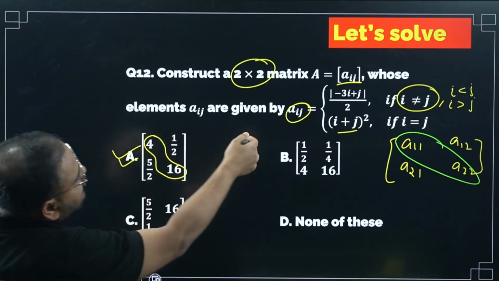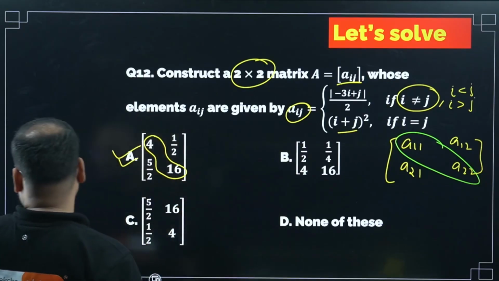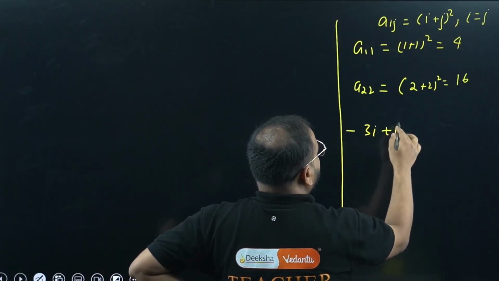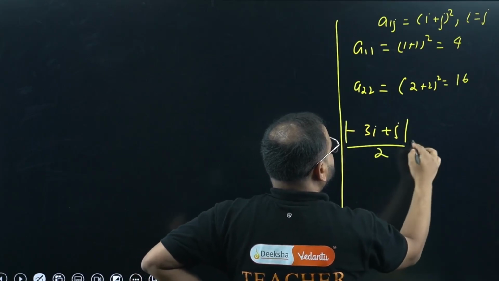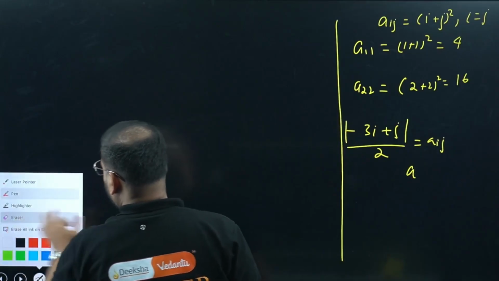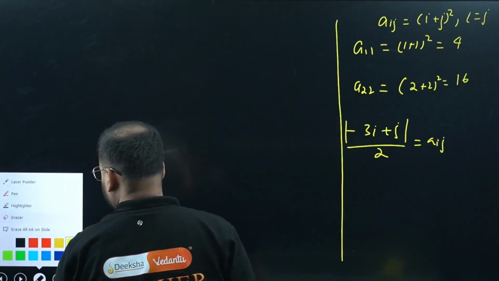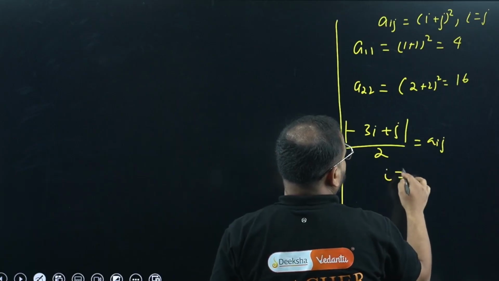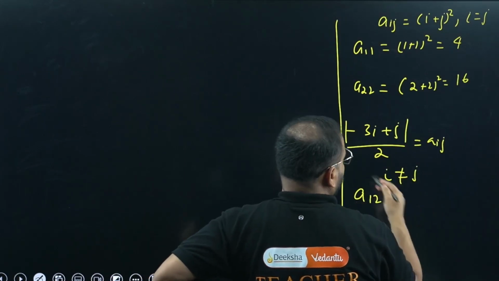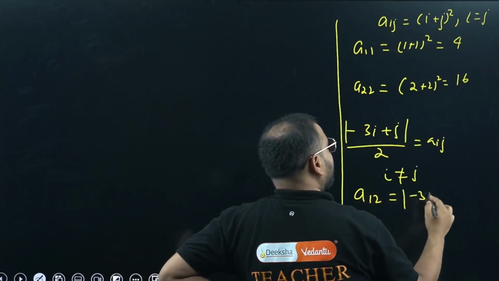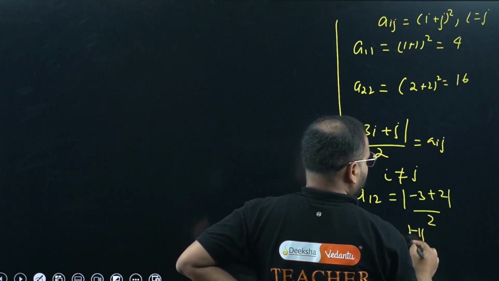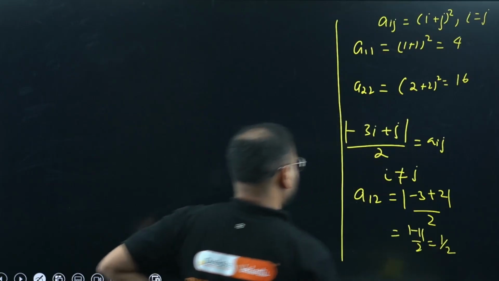But what is the case when I is not equal to j? Minus 3i plus j, mod by 2. This is my Aij for I not equal to j. So let's find A12. I is 1, so I can write minus 3 plus 2, by 2. How much will that be? Minus 1 by 2. How much is that? Just 1 by 2.